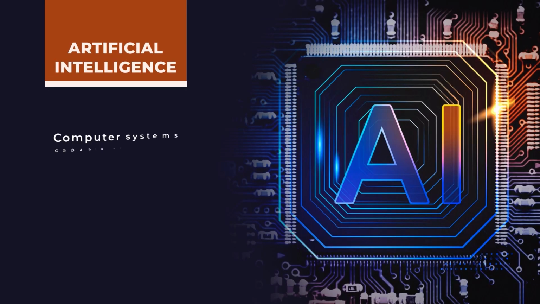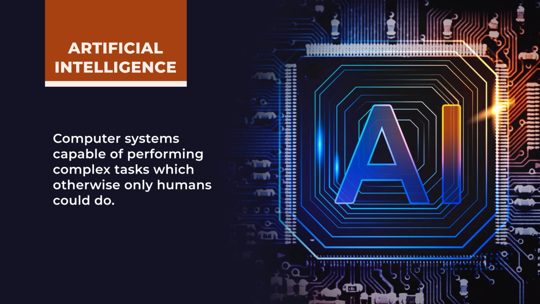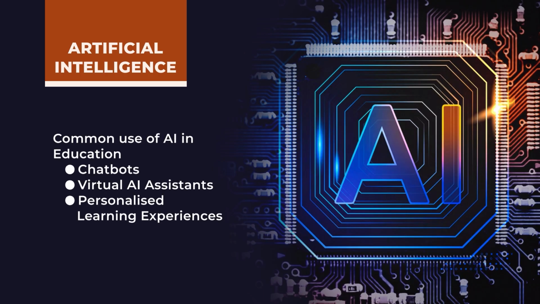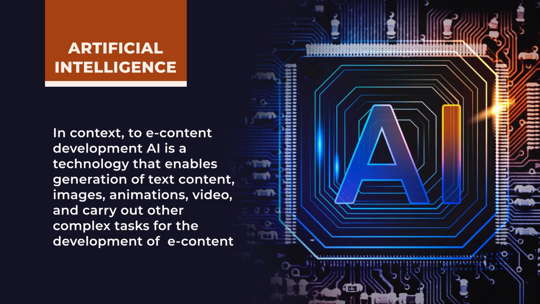Artificial intelligence refers to computer systems capable of performing complex tasks that historically only humans could do. AI is revolutionizing the education system. Some of the common uses of AI in education are chatbots, virtual assistants, personalized learning experiences which are used for providing instant support to the learners, performing time management for the learners, motivating them and analyzing learning patterns and performance of the learners, and accordingly providing tailor-made content to the needs of the learners. In context to e-content development, AI is a technology that enables generation of text content, images, animations, videos, and carrying out other complex tasks for the development of e-content.